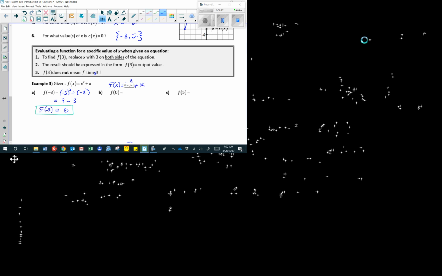And then replace x with 0. So f of 0 is 0 plus 0, or f of 0 is equal to 0. In C, we're looking for f of 5. So f of 5 is 5 squared plus 5, which is 25 plus 5. So f of 5 is equal to 30.